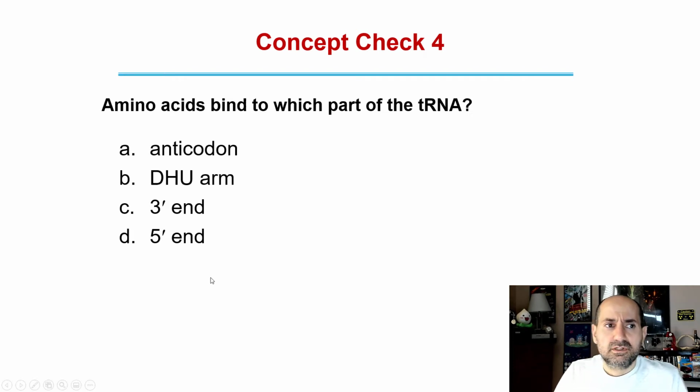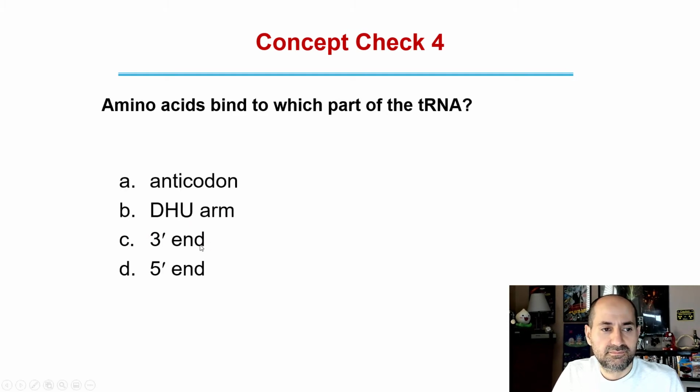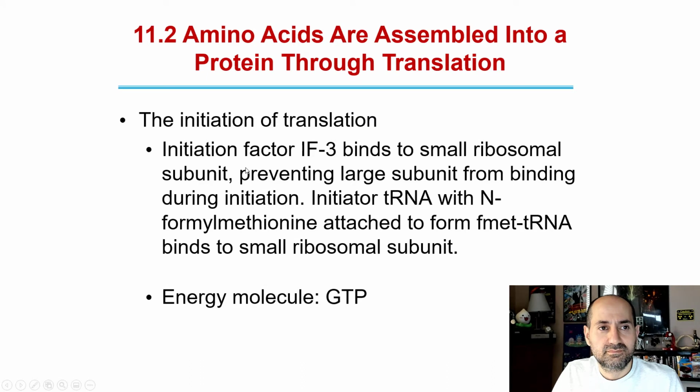Concept check number four, amino acids bind to which part of the tRNA? The anticodon part of the tRNA? No, that's the part of the tRNA that binds to the codons. The DHU arm? No, that's part of its cloverleaf structure. The 3' end? Yes. The 5' end? No. 3' end. Awesome. Let's keep going.